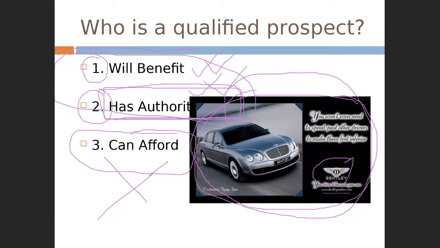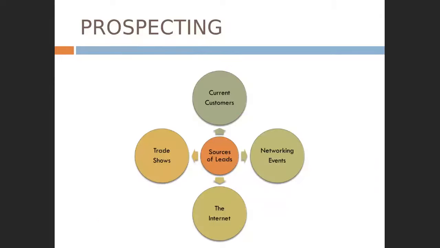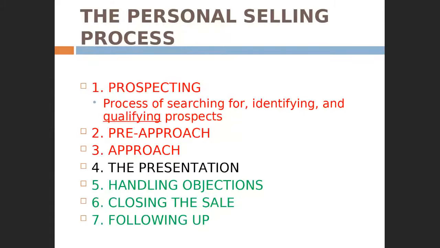All right. So, folks, let's move backwards and look at what we had before. We're talking about qualified prospects. The process of searching for, identifying, and qualifying a prospect. So let me give you another example, and we'll talk about auto dealerships.